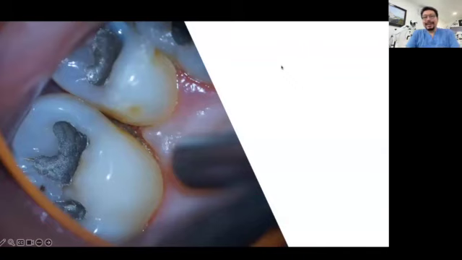So let's see this clinical situation. We have a calculus in that area. You have two options for explaining to the patient. You can take a radiograph and show to the patient in the radiograph that there is a small dot, white spot in between the tooth, and tell to the patient, you know, I need to remove that because it is provoking gum inflammation in the area.